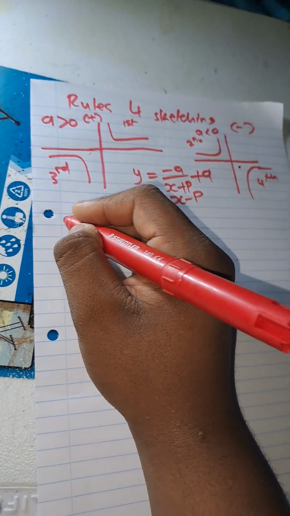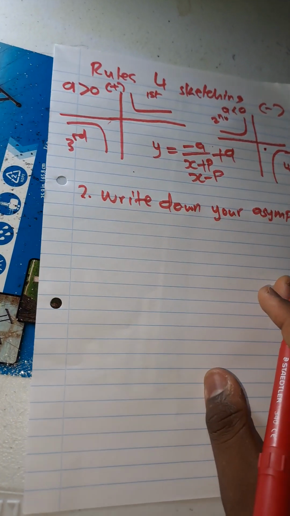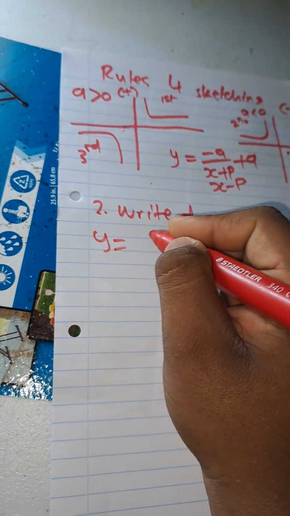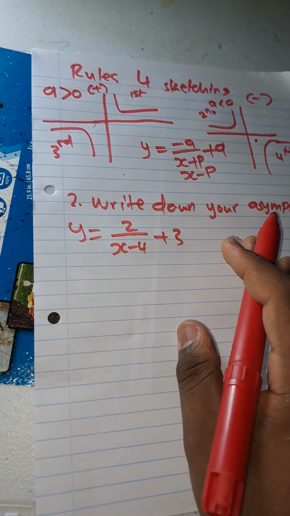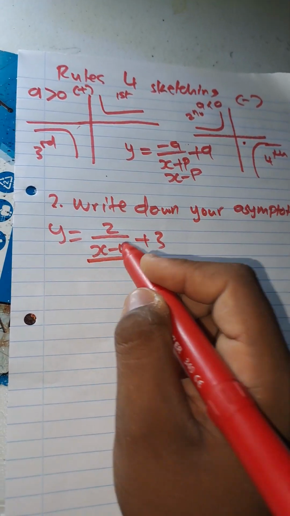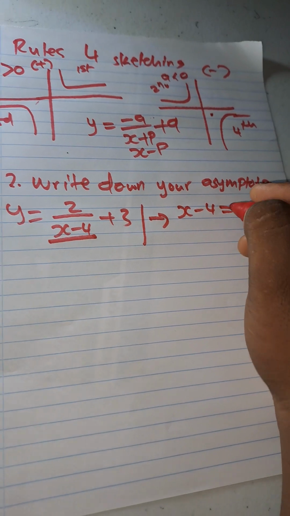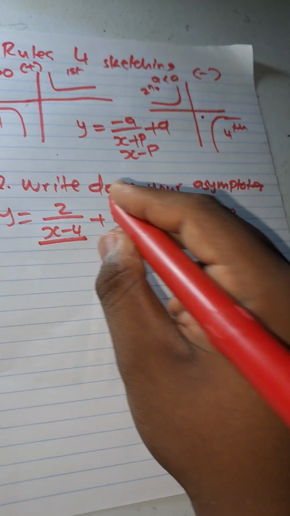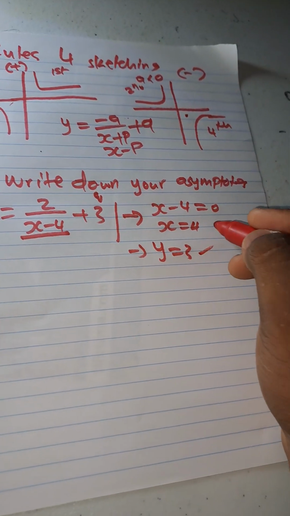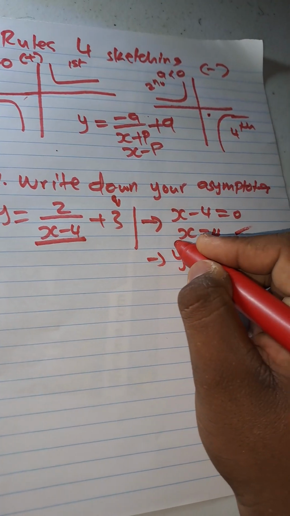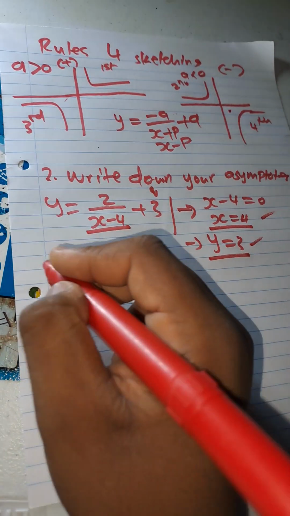And then number 2, write down your asymptotes. After writing down your asymptotes, please be careful. For example, let's just say I have y is equal to 2 over x minus 4 plus 3. Let me determine the asymptotes. I start with the x asymptote, and you will represent the answer like this. It will be x minus 4 is equal to 0, and then x is equal to 4, and then y is equal to 3, because this 3 represents my q, which is the y asymptote. So you already got your 2 marks, because now you know my x asymptote will be 4, and my y asymptote will be 3. You are done. So let me go to the third step.